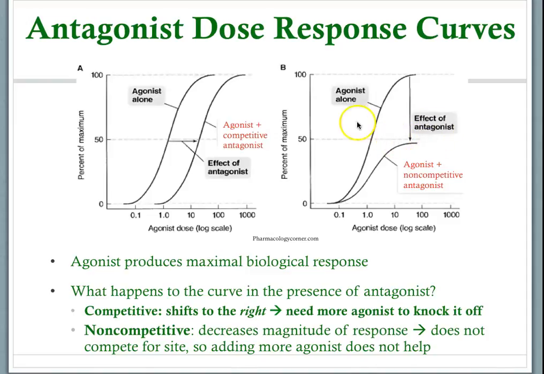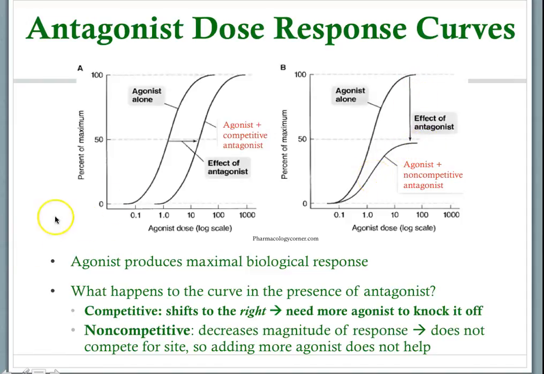We can't reach the maximal response because no matter how much agonist we continue to add, what's going to happen? We're still binding those endogenous sites, but the problem is that the non-competitive antagonist is changing the receptor function by decreasing the activation at an allosteric site. So it's binding at a different site. No matter how much agonist we add, it's never going to knock this off because it's bound in a different place on the receptor. So this non-competitive antagonist is going to decrease the response in our system.